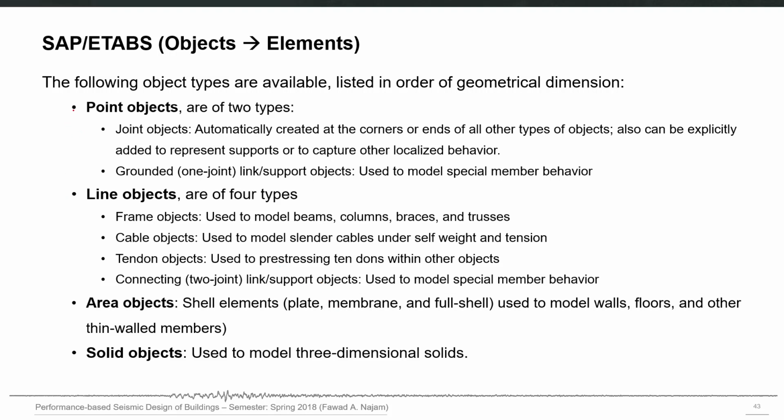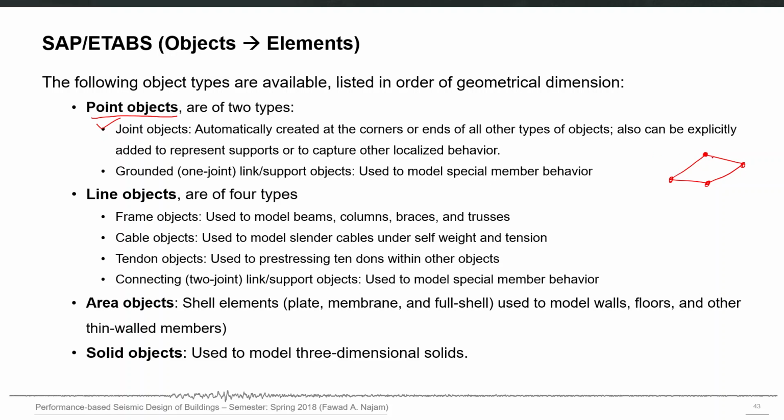The very first type of objects is the point objects, or we can call them zero-dimensional objects, and they are of two types. One is the joint objects, which are automatically created at the corners or ends of all the other types of objects. For example, if I create a slab object, it will automatically create 4 nodes or point objects at the 4 corners of this slab object.